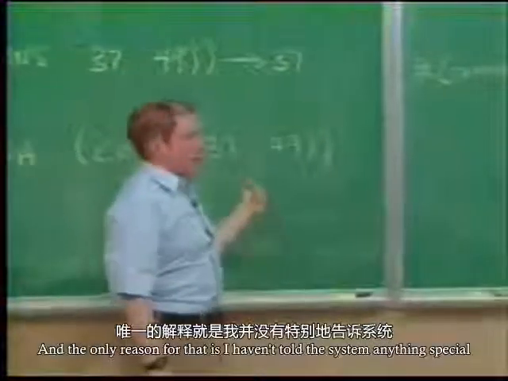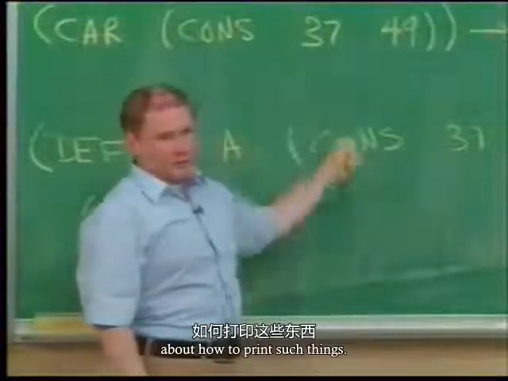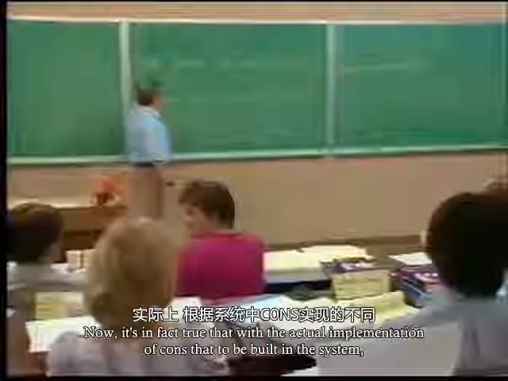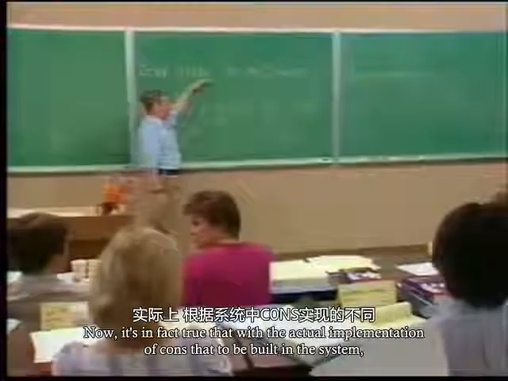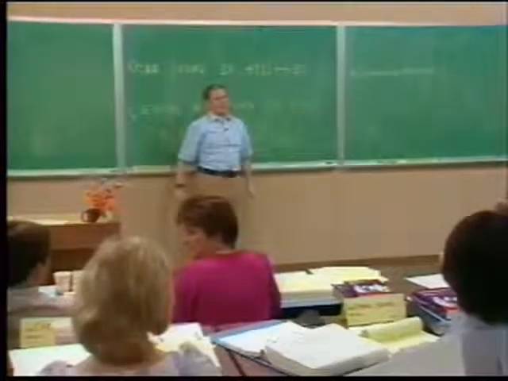And the only reason for that is I haven't told the system anything special about how to print such things. Now, it's in fact true that with the actual implementation of cons that happens to be built in the system, it would print something else. It would print, say, this is a pair.